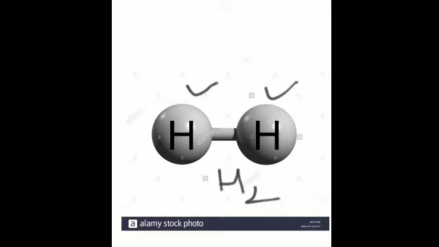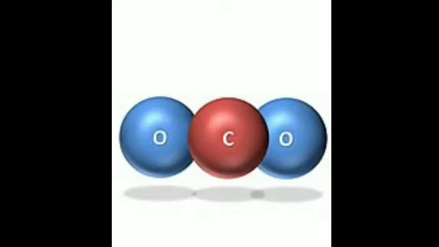And similarly, you can see that one atom of carbon has combined with two atoms of oxygen to form one molecule of carbon dioxide. So this is a compound, CO2, while H2 was a molecule of an element. Is that clear? So what is a compound?